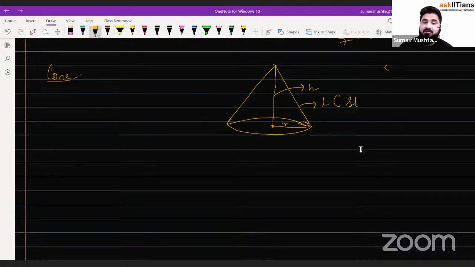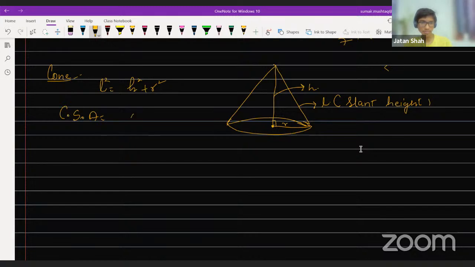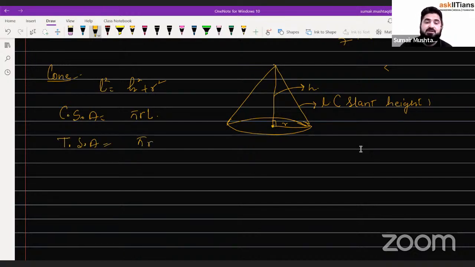What is L? Slant height. Come on, tell me the relationship between L, H, and R. That is L square is equal to H square plus R square. Jatin, can you tell me how I got this relation? Sir, because it's a right angle triangle. It's a right triangle, simple. Its curved surface area is equal to pi R L, and its total surface area will be the curved surface area pi R L plus the base, that is pi R square. If I take pi R common, this will be pi R into R plus L. So this is your total surface area.